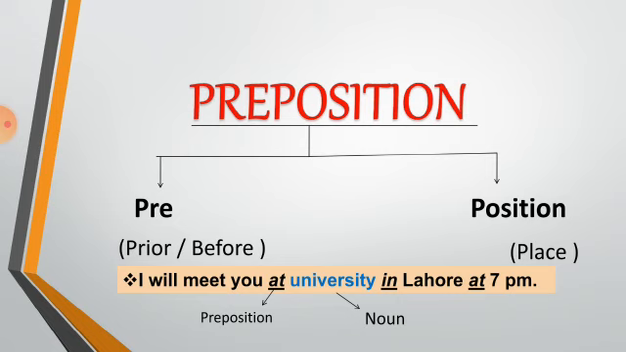Have a glance at this example. I'll meet you at university in Lahore at 7 p.m. I'll meet you at university. At is a preposition and university is a noun. As we have said, this word is placed before a noun. Pre, prior; position, place. So its position or place is prior to the noun or a pronoun. I'll meet you at university in Lahore. In is a preposition and Lahore is a noun.